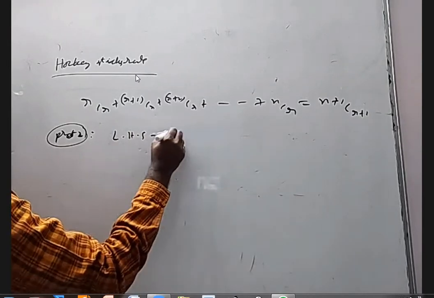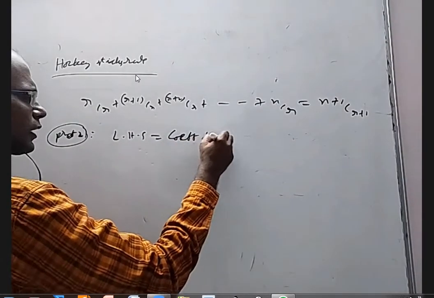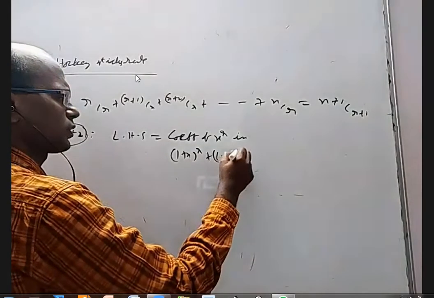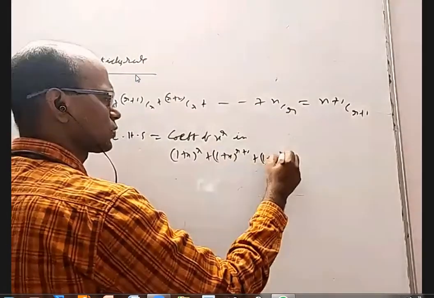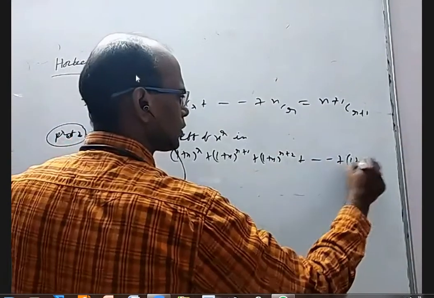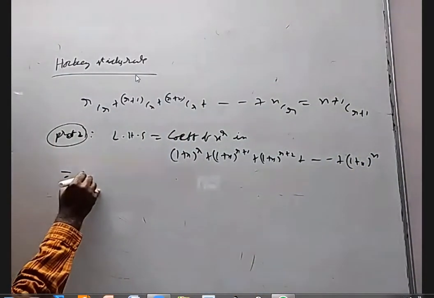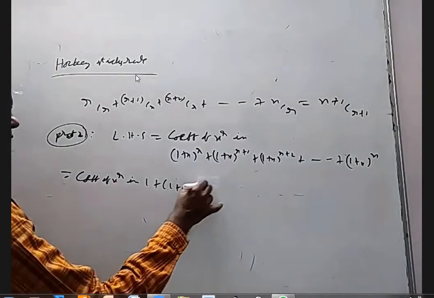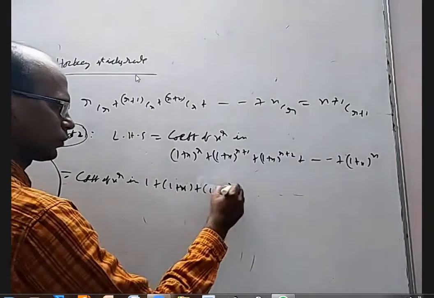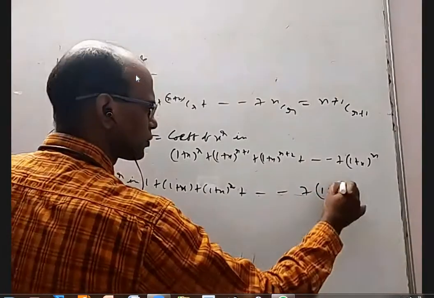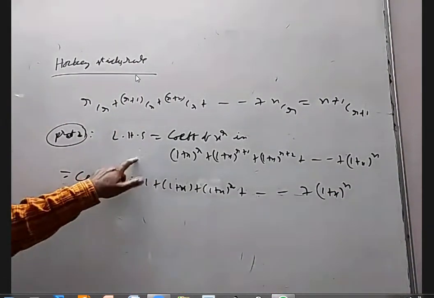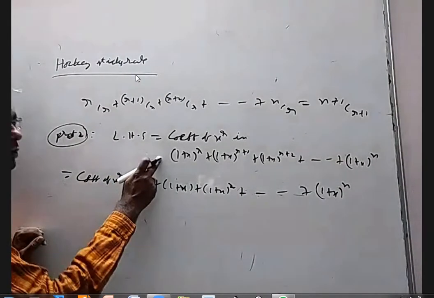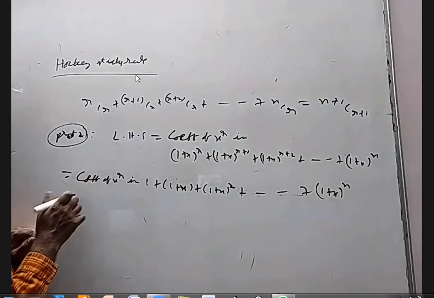LHS equals the coefficient of x power r in (1 plus x) whole power r plus (1 plus x) whole power r plus 1, (1 plus x) whole power r plus 2, so on, (1 plus x) whole power n. That is equal to the coefficient of x power r in (1 plus x) plus (1 plus x) whole square, so on up to (1 plus x) whole power n. The initial terms which are missing, I just added them. So I took all the way from here to here. Because previous terms, powers r minus 1, r minus 2, don't participate in the x power r coefficient.